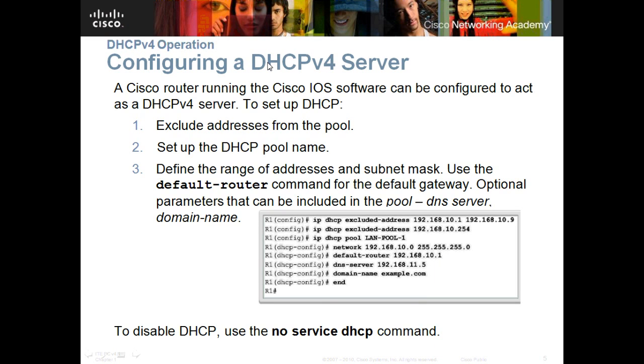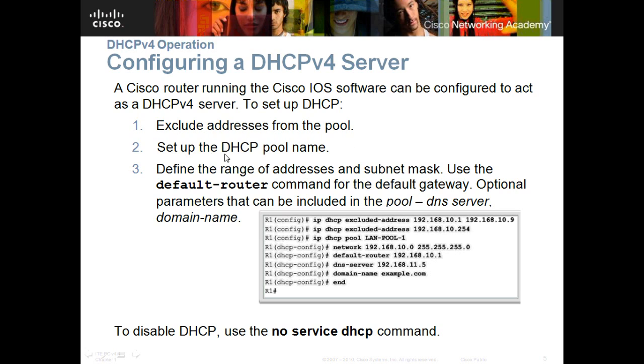This is how to configure Cisco router as DHCP version 4 server. A Cisco router running the Cisco IOS software can be configured to act as a DHCP server. How to set up? We have 3 steps. The first step is we exclude the address from the pool. This is the address that we give to maybe the gateway or some server. So we exclude this address from the pool.